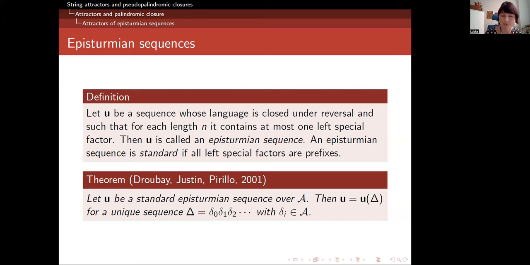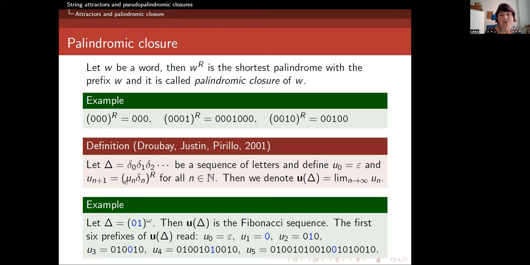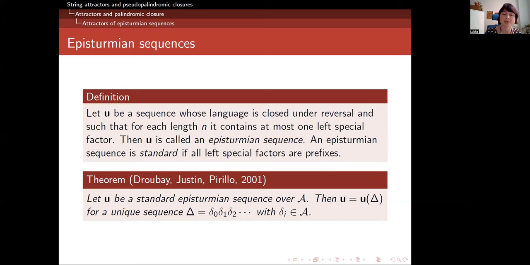quite useful, because when you construct your sequence by palindromic closures, if we can go back to show it to you, then what happens here? You have U_n, which is a palindrome, and then you make the palindromic closure, and your U_n will be not only the prefix, but also the suffix of U_{n+1}. So you can imagine that there's a close relation between the attractor of U_n and the attractor of U_{n+1}. And so I said to myself that I would like to try to use the palindromic closure to see what happens for prefixes, palindromic prefixes of standard Sturmian sequences.